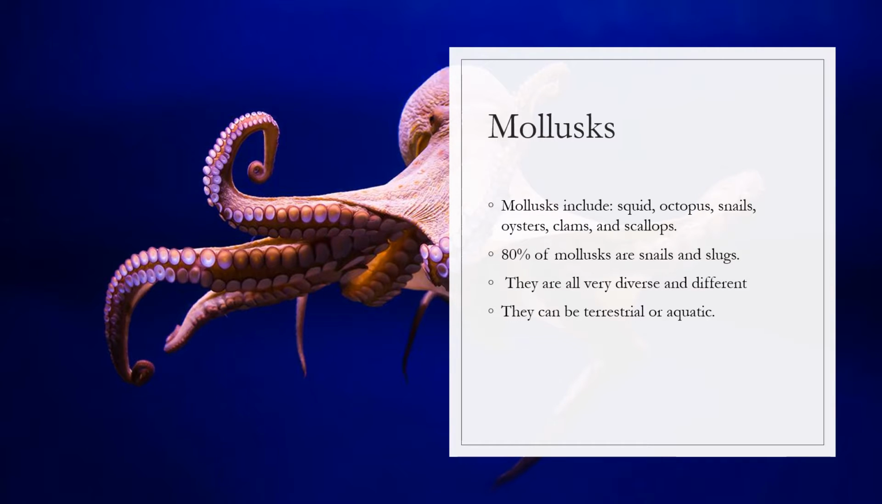Mollusks. Mollusks include squid, octopus, snails, oysters, clams, and scallops. 80% of all mollusks are snails and slugs. There are very many different kinds of mollusks. Mollusks can live on land, like slugs, or they can live in the water, like squid.